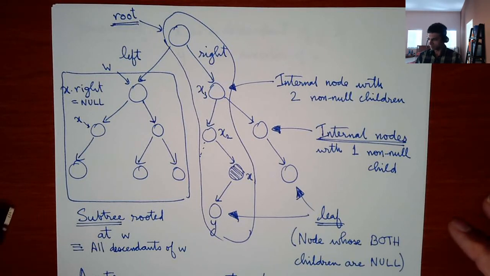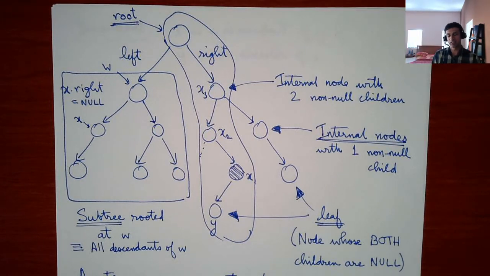Okay, any questions? Exactly. It's easy to get the ancestors. The other thing also is that it's easy to determine if a node is the root, because the root is the unique node whose parent pointer is null.